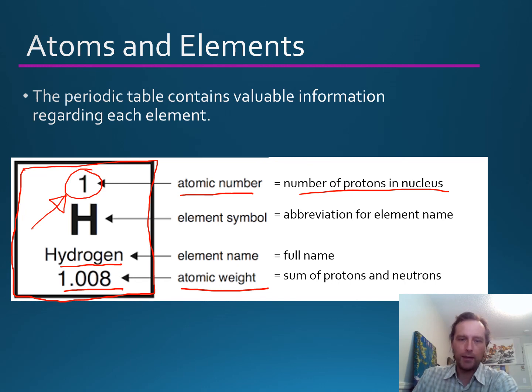Some atoms of hydrogen do have a neutron, but that is rare. If you've ever heard of something like heavy water or a hydrogen bomb, for example, those atoms of hydrogen have a neutron, but they're really rare. So this number down here is actually an average of all the hydrogen atoms in nature. On average, it's about 1, but it's a little more than 1 because a few atoms of hydrogen out there also have a neutron in the nucleus.